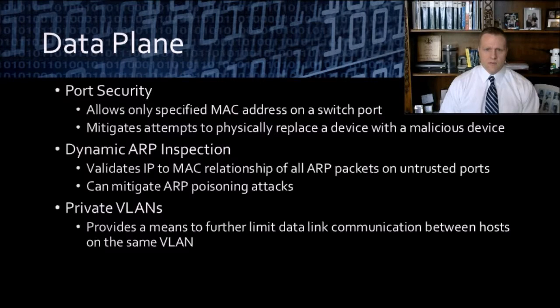Next is some form of ARP inspection, such as Cisco's dynamic ARP inspection, which validates IP to MAC relationships of all ARP packets on untrusted ports by using a trusted database logging those relationships. This feature can help mitigate ARP poisoning and associated attacks. Finally, private VLANs, which are a means to further limit data link communication between hosts on the same VLAN, could be used for added protection.